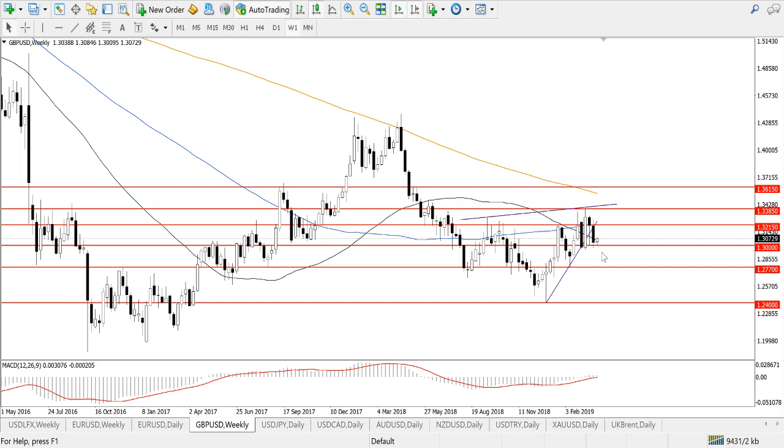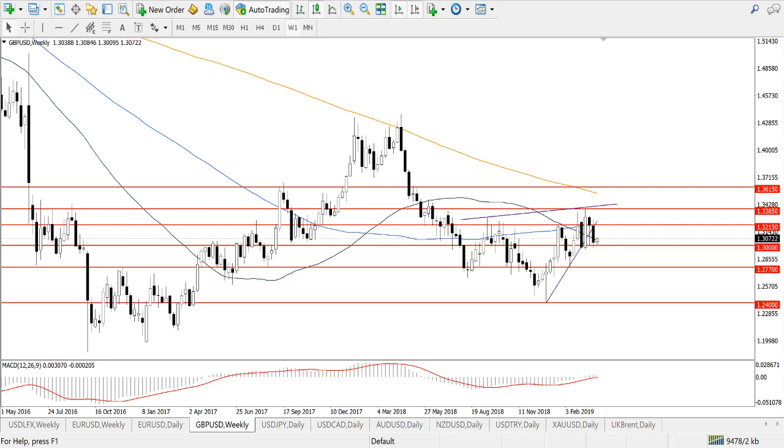If we see that no deal is possible and the possibility of a no deal Brexit increases, then we'll see a break below 1.30 towards 1.2770 and then towards the 1.24 level on the downside. We have discussed the Brexit scenario for this week.